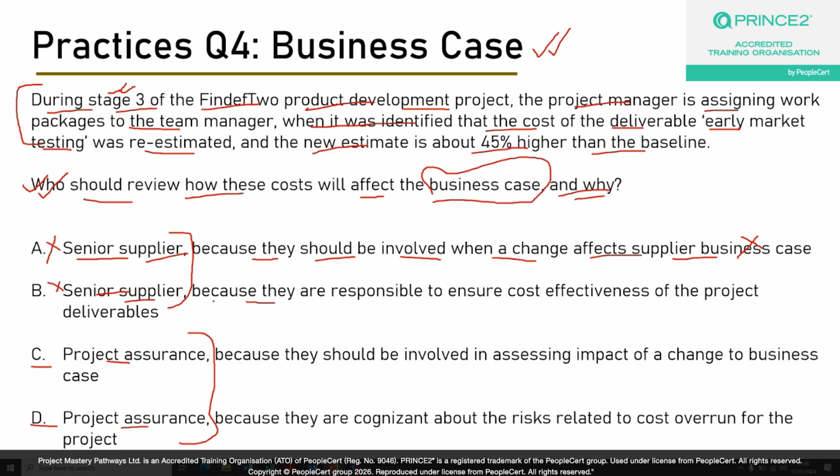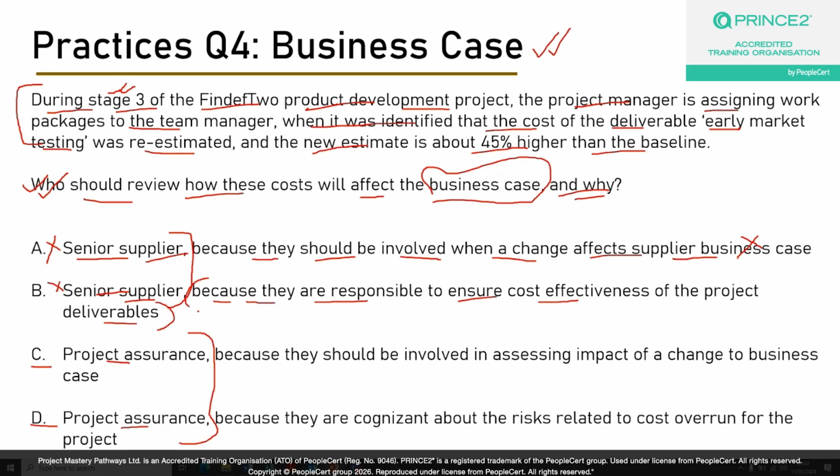Senior supplier, again on the first level of analysis this will definitely come as incorrect, but let's look at the reasoning. Because they are responsible to ensure cost effectiveness of the project deliverables. Now that's a too broad statement, guys, right? Now senior supplier is definitely responsible to ensure some sort of cost effectiveness. Okay, but if the initial estimates are incorrect, and if there is a cost baseline hurt, or if there is a cost overrun which has been estimated, it should be the primary responsibility of the project manager or the project assurance or the executive or the senior user to understand how that can be absorbed or mitigated.